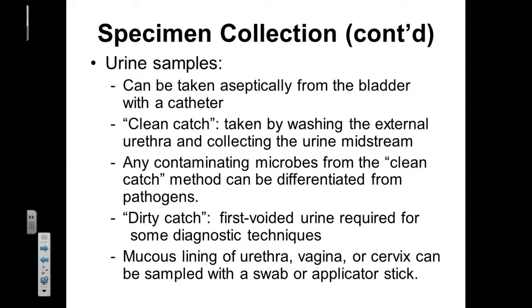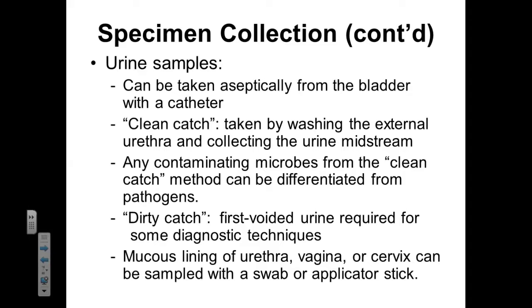When collecting a urine sample from a patient, you typically want to get a clean catch of the urine sample. Those clean catches are tough to do. Usually, it's easier if the patient has a catheter or some kind of a bladder to collect the urine in. That makes it much easier to get a nice sterile sample, or uncontaminated sample, I should say.